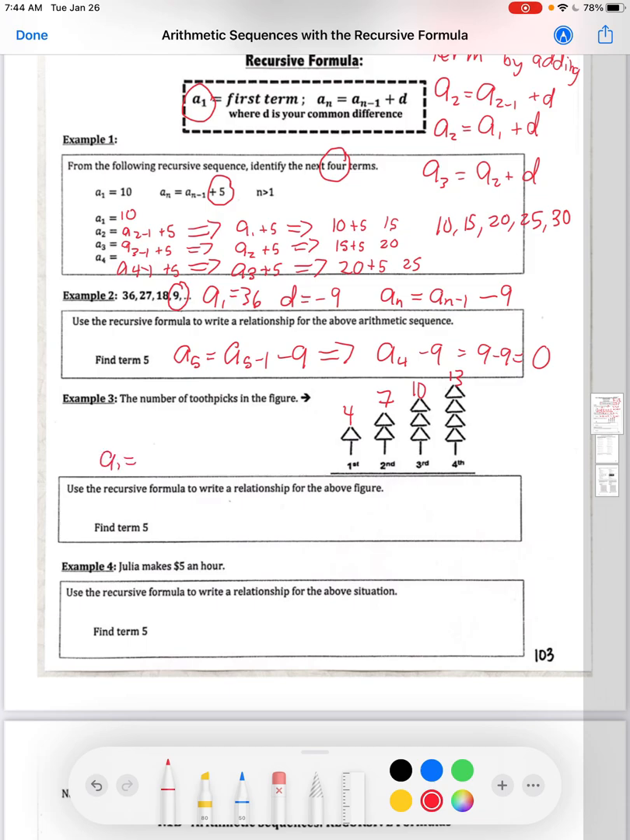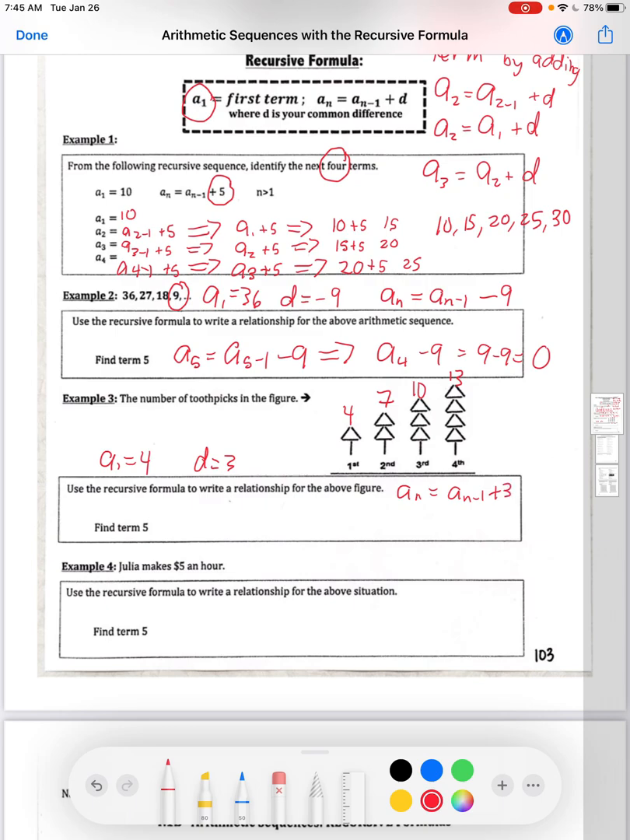The first term is 4. And it appears that we're adding 3 toothpicks each time. So our common difference is 3. Meaning our formula would be a of n is equal to a of n minus 1 plus 3.